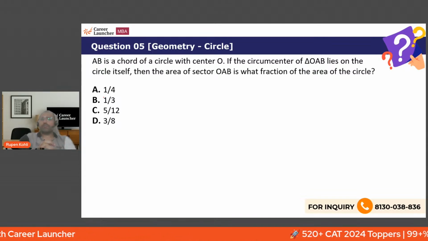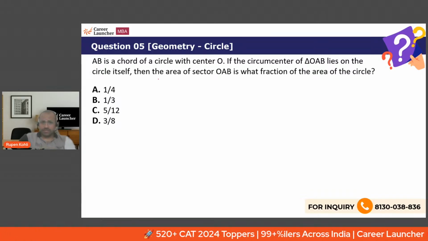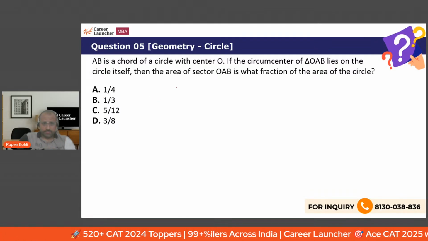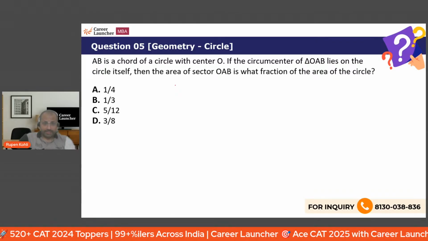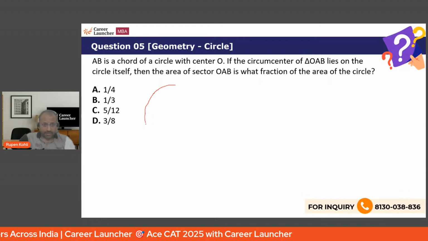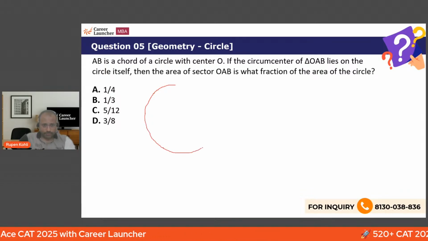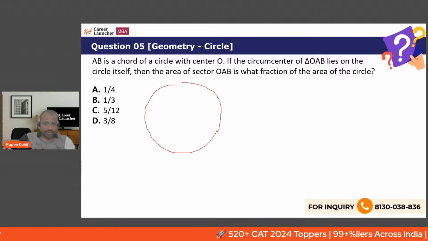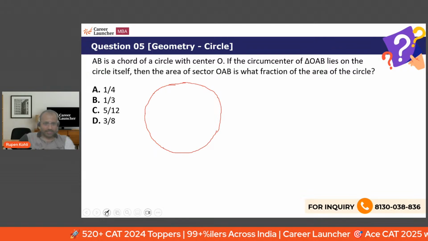AB is a chord of a circle with center O. Nice. Let's start drawing it. Let's draw a circle. Let's see what we have. Again, remember, it's a race. Who will get there first? I hope you will reach there first. Okay, please, I'm looking out for your answers on the chat box while I'm drawing this circle as good as I can.